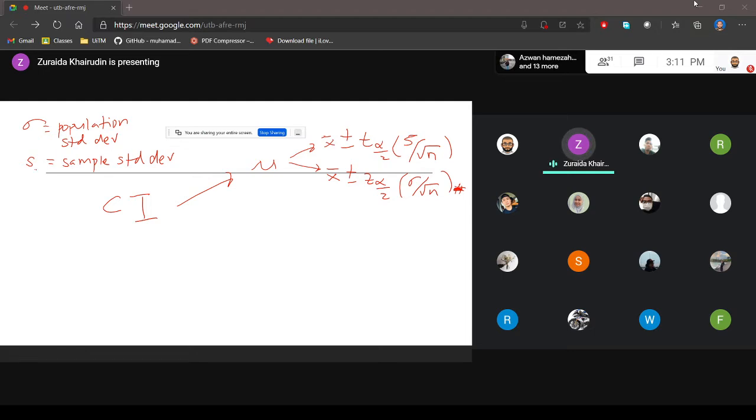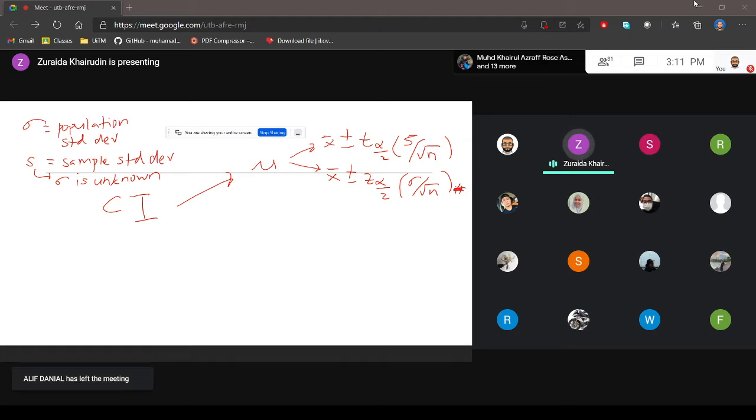Okay, sample standard deviation, when we say sigma is unknown. Sigma is unknown, that means we use sample standard deviation. We use S. Bila soalan cakap sigma is unknown, that means we use S, sample standard deviation.